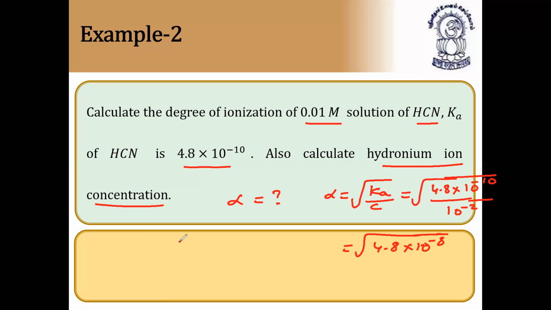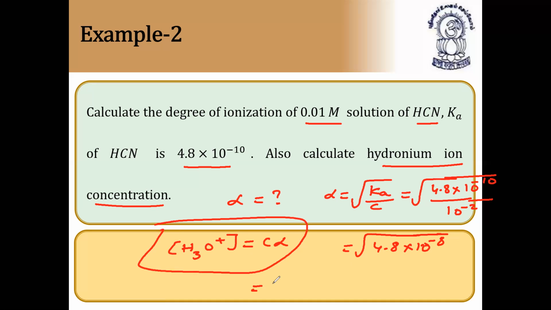Then to find the concentration of hydronium ions, H3O+ ions, it is equal to C alpha, with the formula C into alpha. You know the C value already, and the alpha value you'll get from it. So you can write the C value as 10^-2 into root of 4.8 × 10^-8. By calculating this value, root of 4.8 × 10^-8 gives 2.2 × 10^-4.